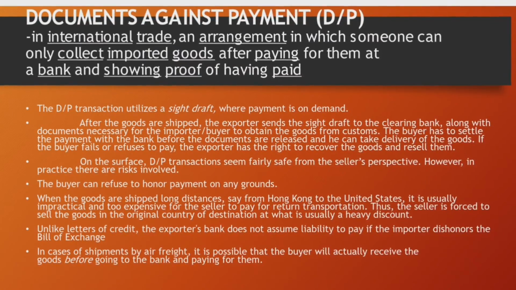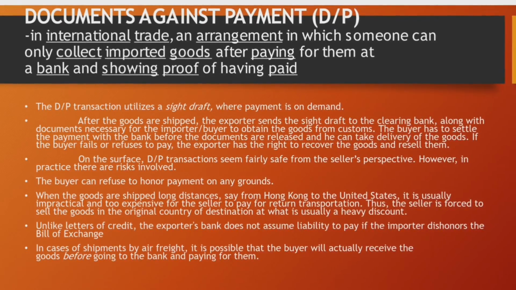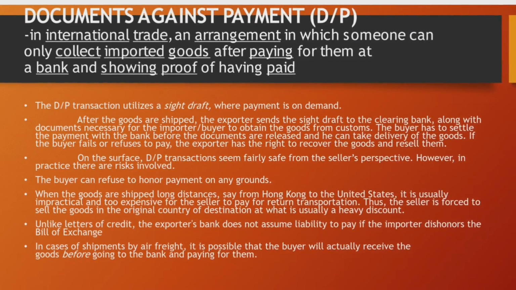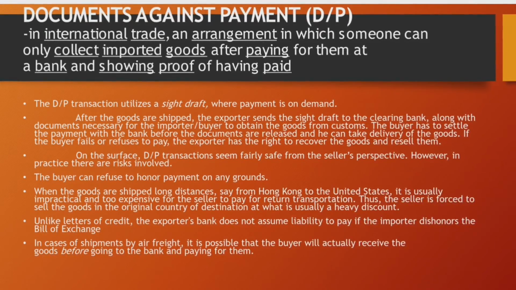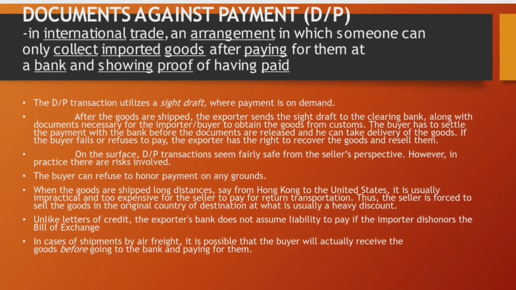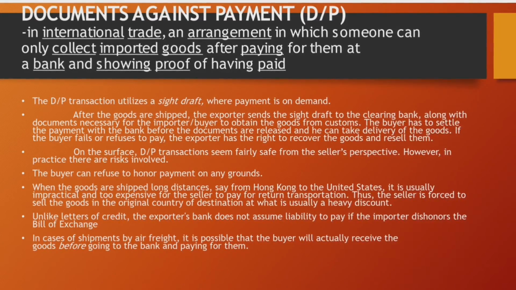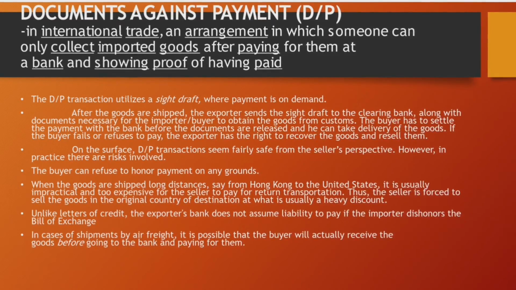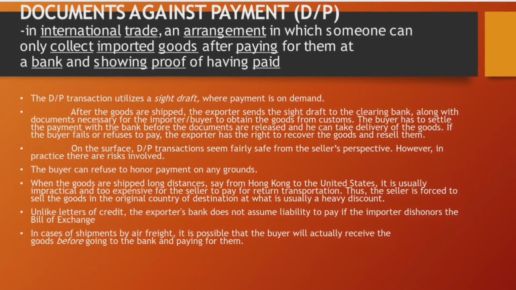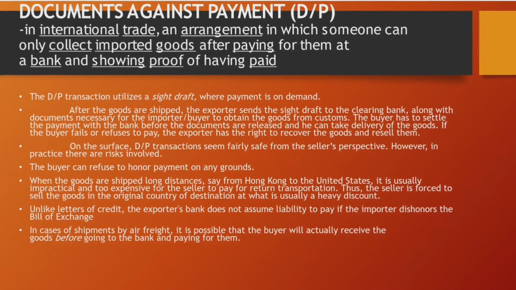Documents against payment. In international trade, an arrangement in which someone can only collect imported goods after paying for them at a bank and showing proof of having paid. At the request of the shipper, the negotiating bank will instruct the collecting bank to endorse and deliver the shipping documents to the buyer only after payment has been made. The seller retains control of the shipment until payment of the relative documents is made.